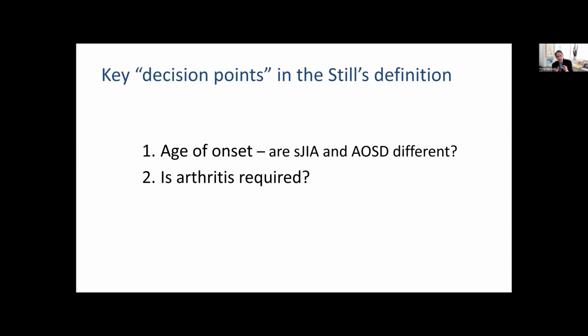So these criteria highlight 2 key break points or decision points in the Still's definition. The first is age of onset, and that's where systemic JIA and adult onset Still's disease are different. And the second is arthritis. Is arthritis required? So I'll handle the first of these, and we'll have Bas handle the second, and then we'll hear some data from Fabrizio as well, and some thoughts from Dan as we think about these questions.